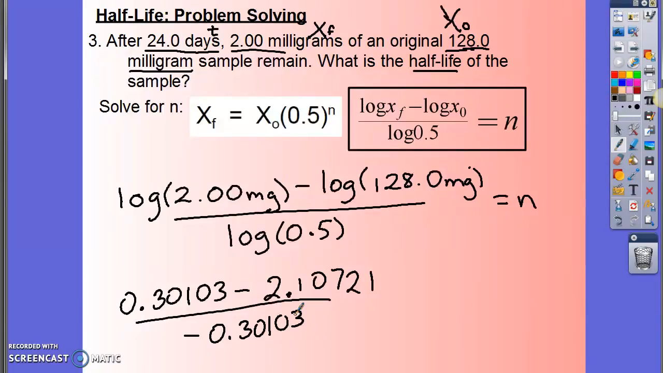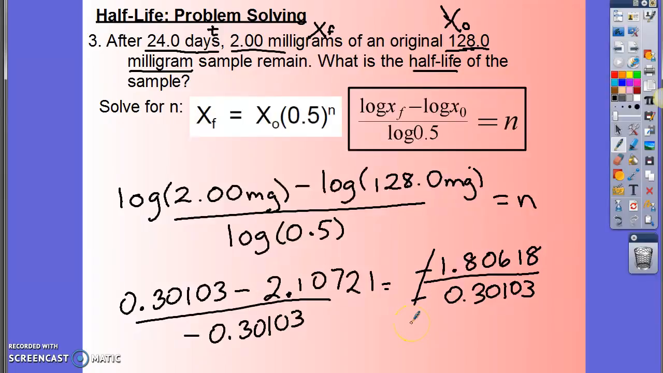So when we subtract on the top, we're going to get 0.30103 minus 2.10721. And that gives us negative 1.80618 over negative 0.30103. Now, when you divide negative by a negative, you're going to end up with a positive. So I'll take this number and I'll divide it. And this is going to give me n equals 6.